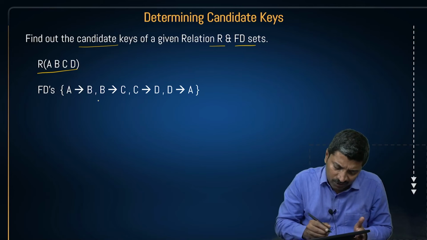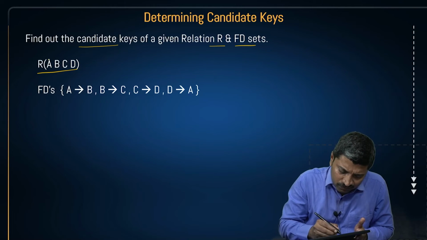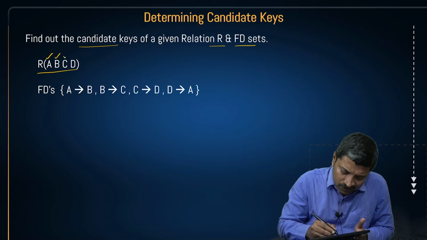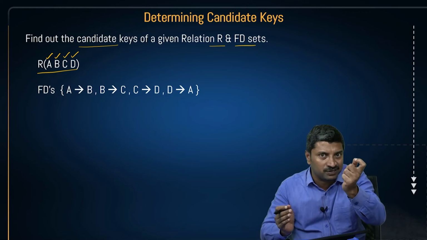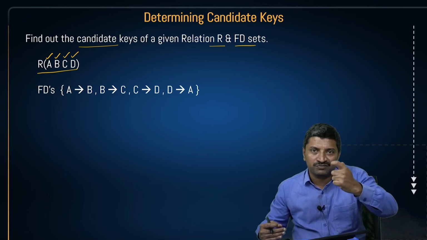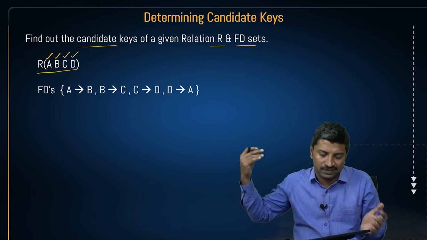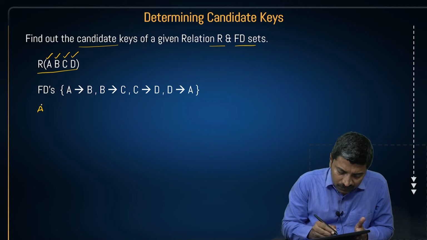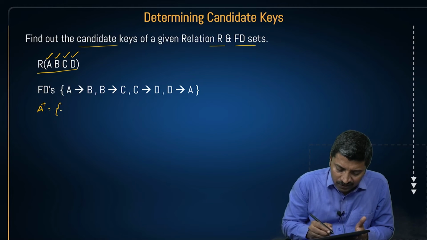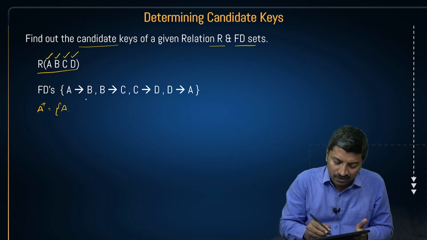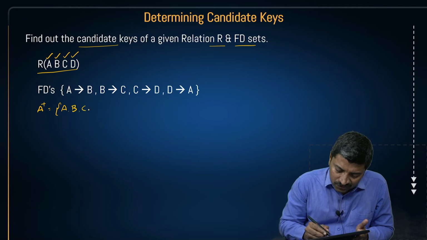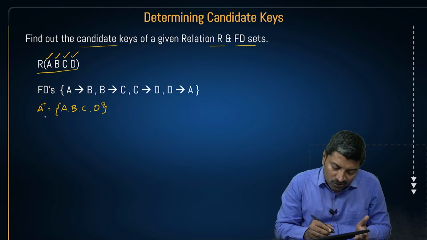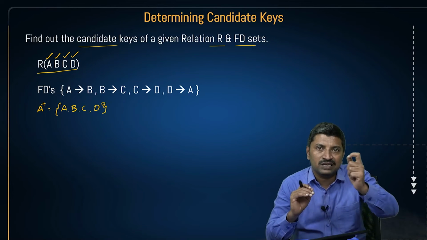Is that clear? Now coming to here, A is present on the right side of the fourth dependency. B is also present, C is also present, D is also present. So every attribute is present on the right side of some functional dependency. So let us start with closures of single sets, then two sets, then three sets, like that. What is A plus? Clearly it contains A itself. What about the next one? A gives B. B gives C. Then C gives D.